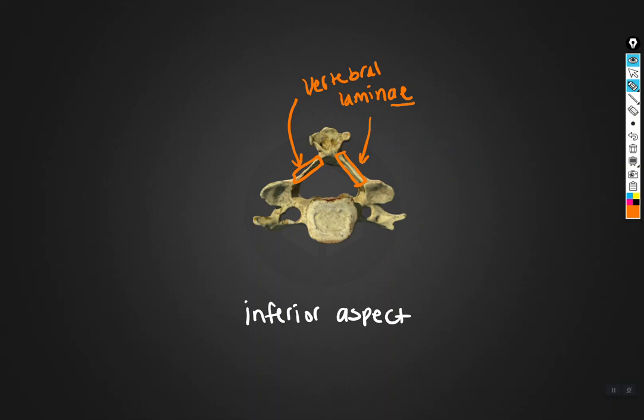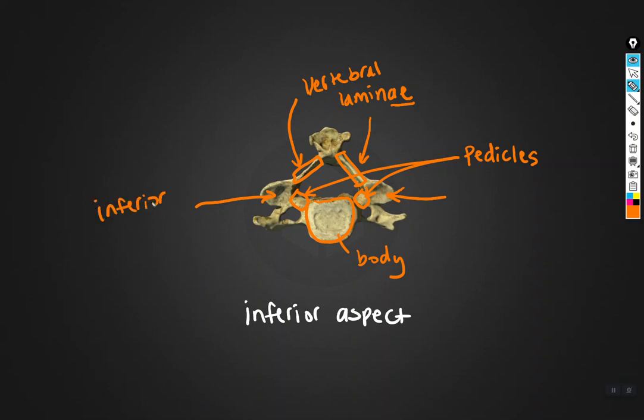The piece of bone that connects the vertebral body to the laminae is a short piece of bone here and here, which are the pedicles, singular being pedicle. And then this feature here and also this one here is the inferior articular process.